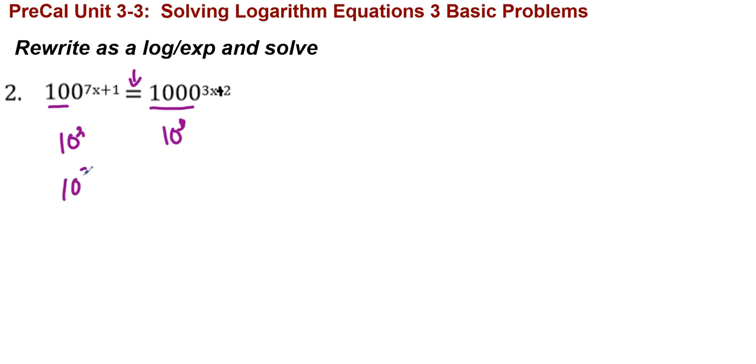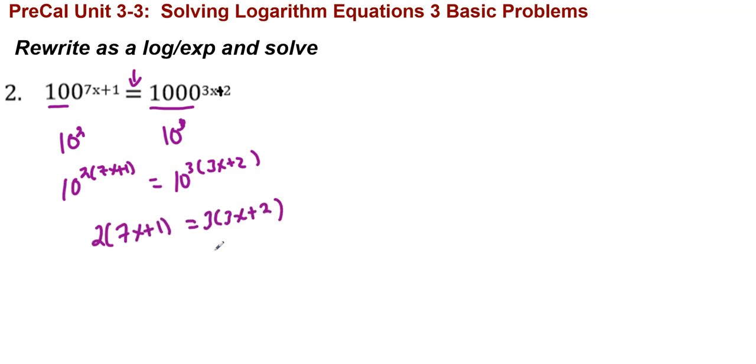We're going to have 10 raised to the second power times (7x+1) is equal to 10 to the third power times (3x+2). All right, so here we go. We're going to distribute that. Well, we could cancel these out and just put 2 times (7x+1) is equal to 3 times (3x+2). Distribute, so I'm going to have 14x+2 is equal to 9x+6.